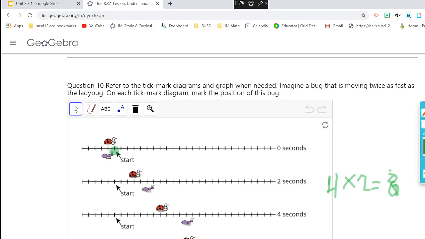Let's count out 8 centimeters. 1, 2, 3, 4, 5, 6, 7, 8. Here's the green bug's position, twice as fast as ladybug. I'll label that 8 centimeters.